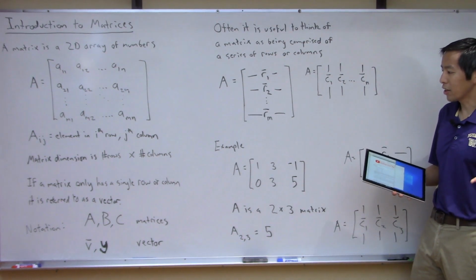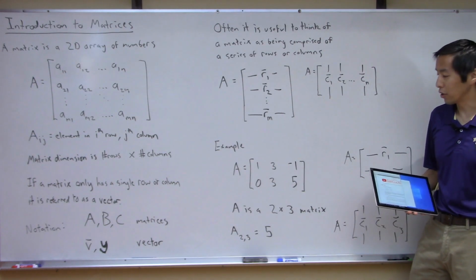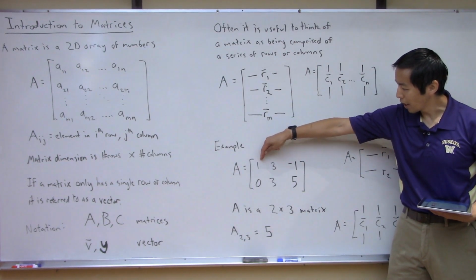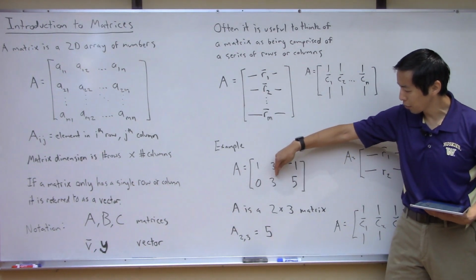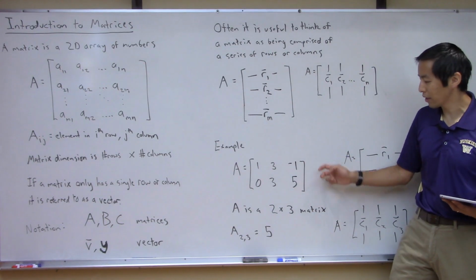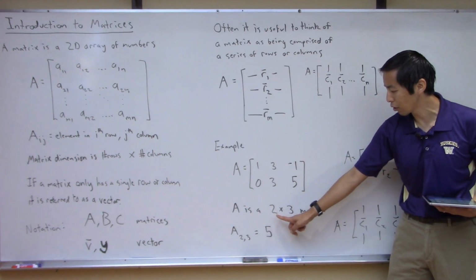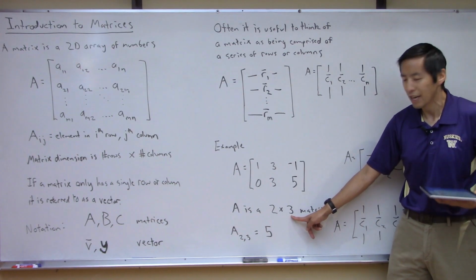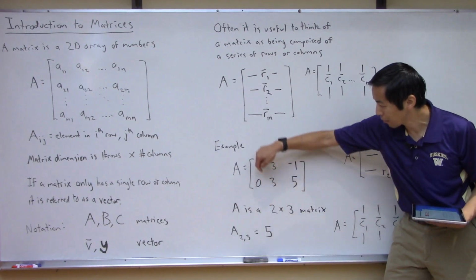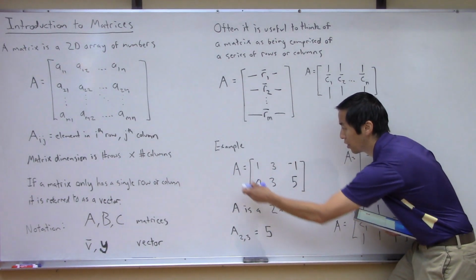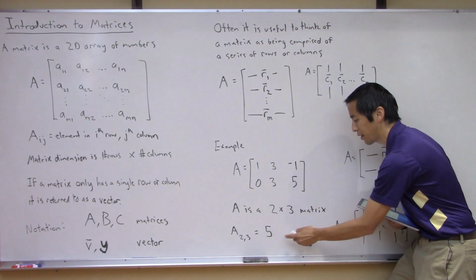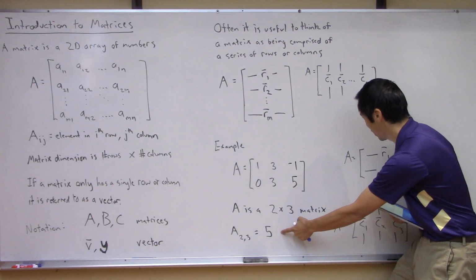So let's look at a very simple example just to make sure we're all on the same page. Let's consider this matrix right here. It's just 1, 3, negative 1, 0, 3, 5. You can see right off the bat the dimensions of this matrix. It's a 2 by 3, because there are 2 rows and 3 columns. For example, the element in the second row, third column, is this entry right here. That's just 5. So pretty easy.